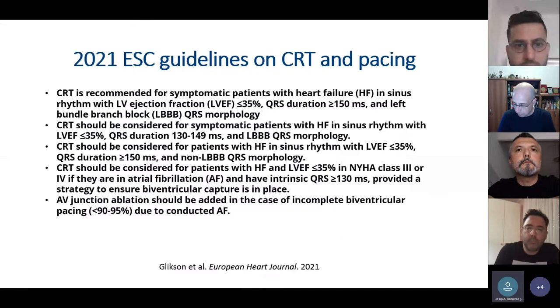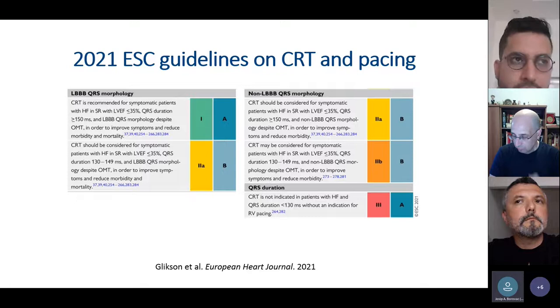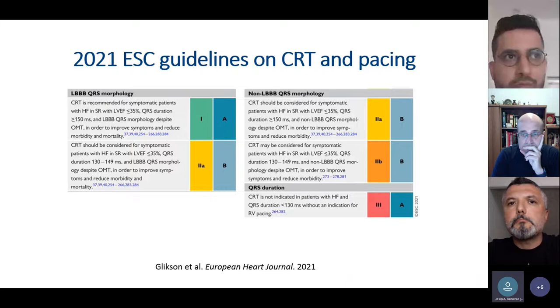So what do the ESC guidelines on CRT and pacing currently tell us? Well, we know that CRT is recommended for symptomatic patients with heart failure and sinus rhythm that have ejection fraction equal or under 35%, QRS duration of 150 milliseconds or wider, and LBBB QRS morphology. So the ones I discussed just earlier, what the LBBB morphology would be according to various classifications. So this is a class I level A recommendation.